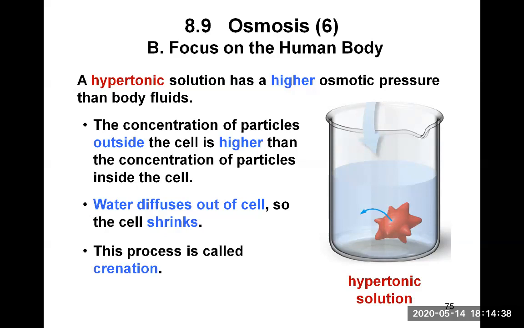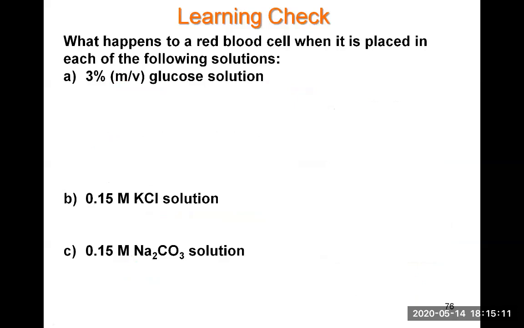So those terms, isotonic, hypotonic, and hypertonic, are always referring to a solution in comparison to a reference solution. It's always compared to a reference solution. And here the reference was the body fluids, which are the intracellular fluids inside the red blood cell. So we want you to think about this and tell us what happens to a red blood cell when it is placed in each of the following solutions.